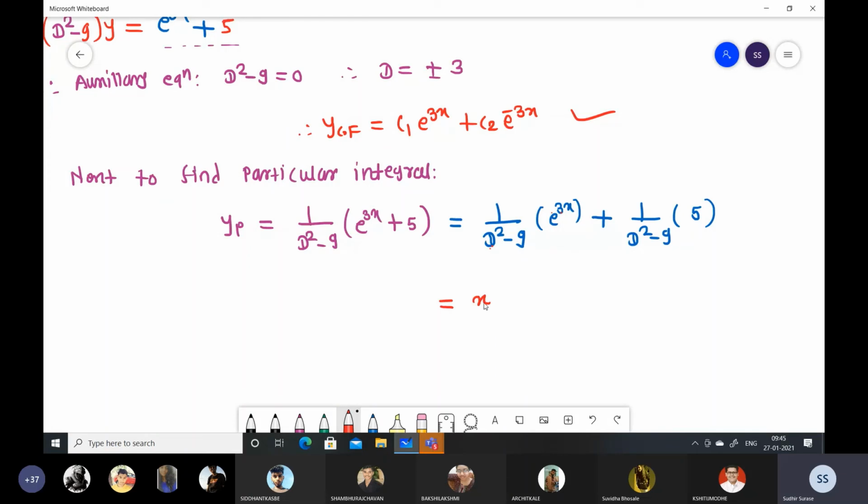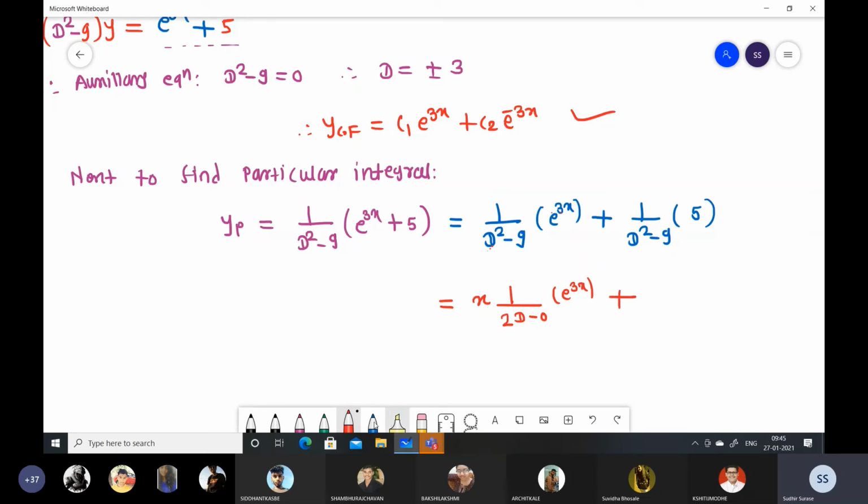Okay, then multiply by x and take the derivative of the denominator with respect to d. Whatever the operator you have at the denominator, d square minus 9 we have. Now what is the derivative of this d square minus 9 with respect to d? It is 2 times d minus 0, e to the power 3x. And this for the second term.